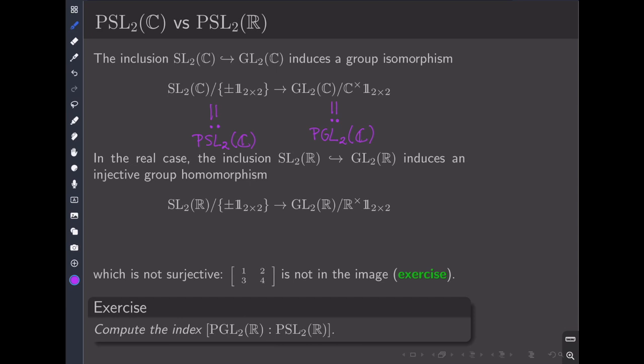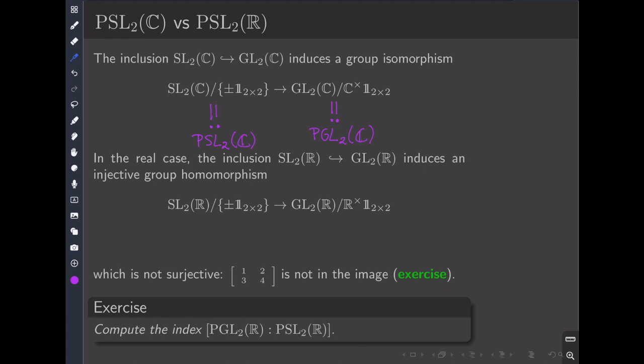You take something in GL2C, take its determinant, and then take that matrix and multiply one row by 1 over the square root of that determinant. You are done. You are finding another representative here modulo this one. So it has to be modulo that one. So you divide both rows by the square root of the determinant, and then you get a representative here.